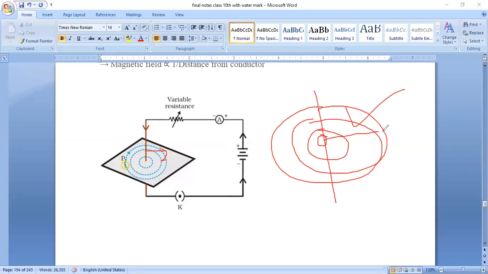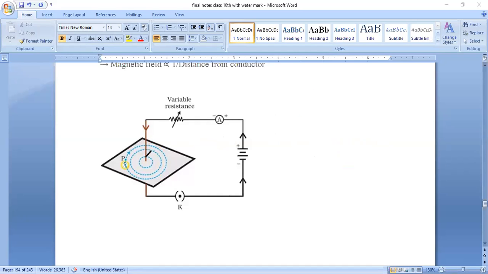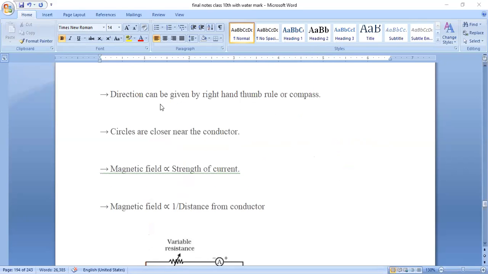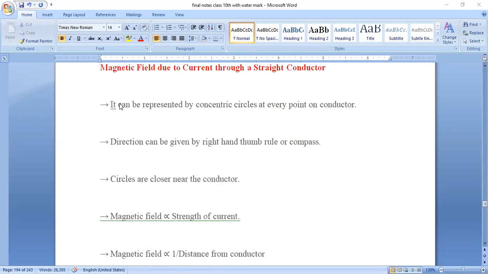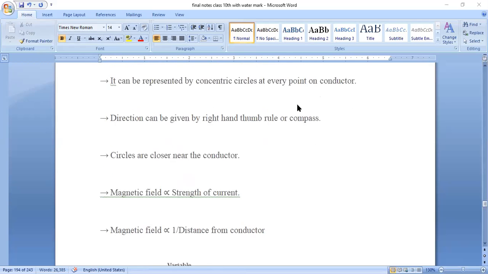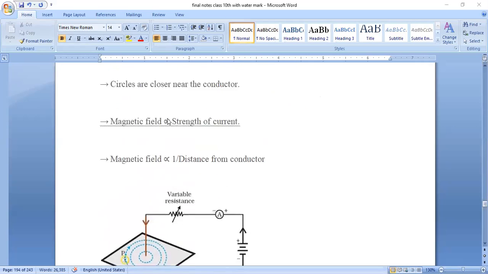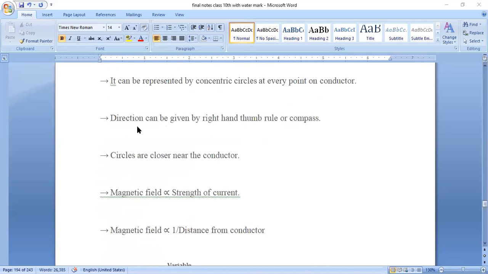The diameter of the concentric circle increases. When you come closer, the diameter of the concentric circle will be very small. Understood? So when you go away from the conductor, the concentric circles will become bigger, and the direction can be represented by the concentric circle. How will this field be? The field will be in concentric circle fashion. Then the direction can be given by the right hand thumb rule or a compass.